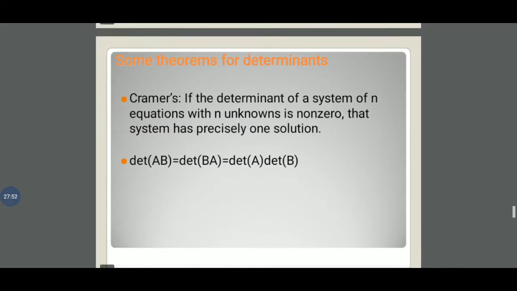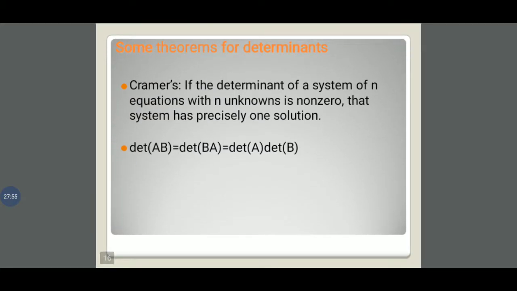Now we will move further to some theorems for determinants. Cramer's rule is there for a system: by using determinants, we can calculate the unknowns, and it is possible only if the determinant value is not equal to 0 and the system has a unique solution. The determinant of AB is equal to the determinant of BA, and equal to determinant of A times determinant of B.